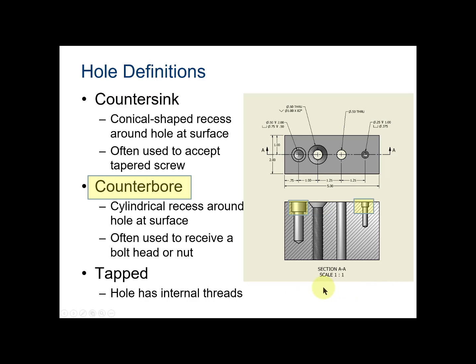Counterbore is similar to the countersink, but instead of a conical shape, we have a cylindrical shape, as shown here. So it's a cylindrical recess around the hole at the surface, often used to receive a bolt head or a nut. Again, so it's recessed below the surface. And finally, we have a tapped hole, in which we put threads on the interior of the hole.